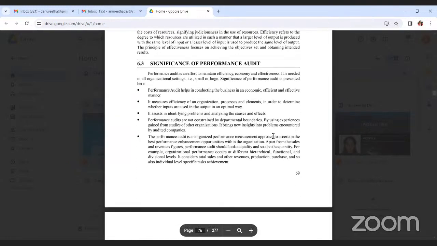What is the significance of performance audit? Now, performance audit helps in conducting the business in an efficient and effective manner. It measures efficiency of an organization, processes, and elements, in order to determine whether inputs are used in the output in an optimal way. So, why are you thinking that this macro and micro level of performance audit is beneficial for us? Because it will help us to finish in an effective manner.